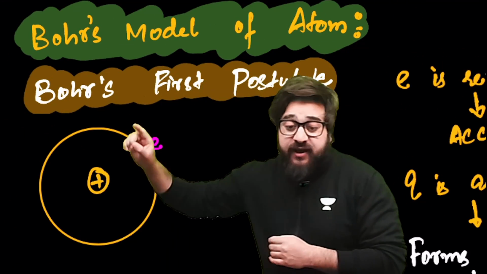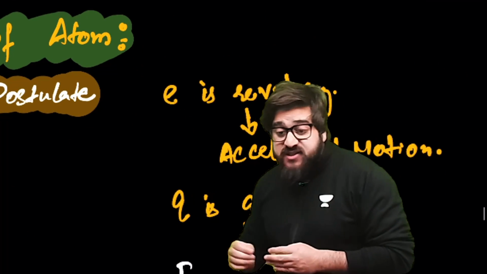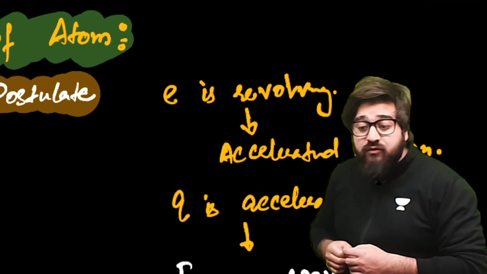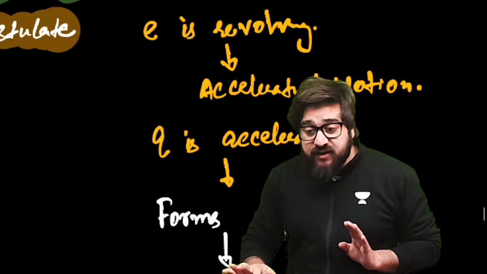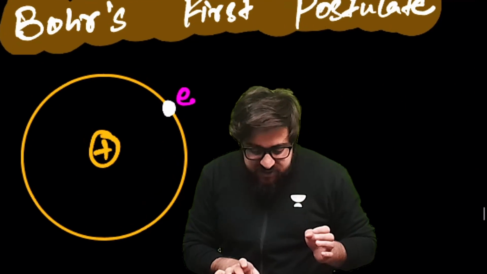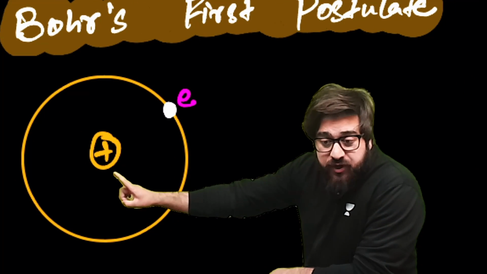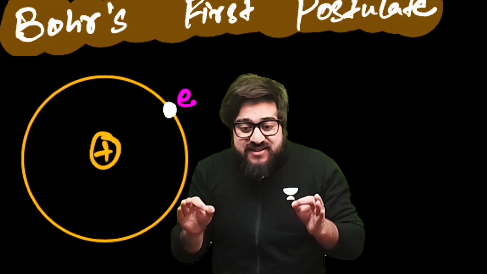Listen to me very carefully. When it comes to Bohr's first postulate, Bohr said that an electron is revolving around the nucleus. That is an accelerated motion. So the charge is accelerating. You have a nucleus, and an electron revolving around the nucleus; this is an accelerated motion.